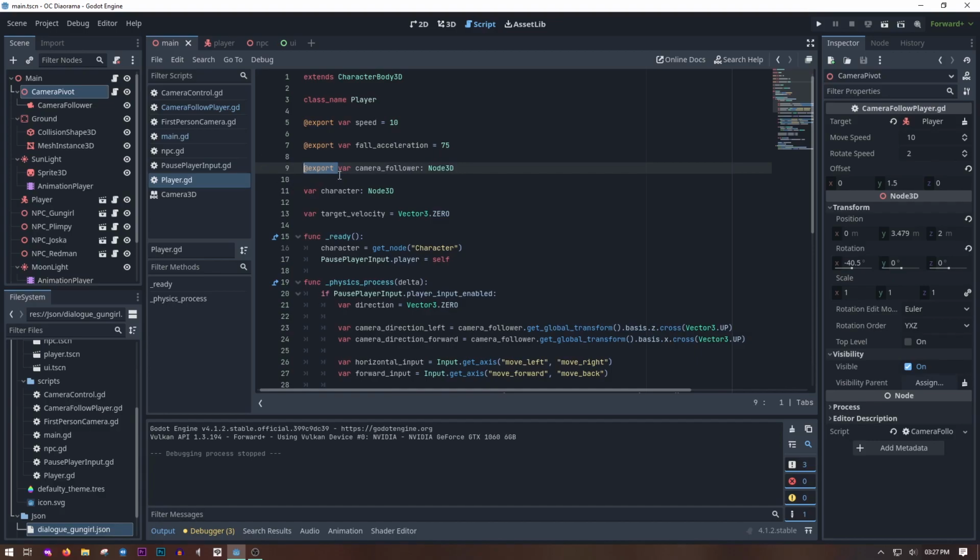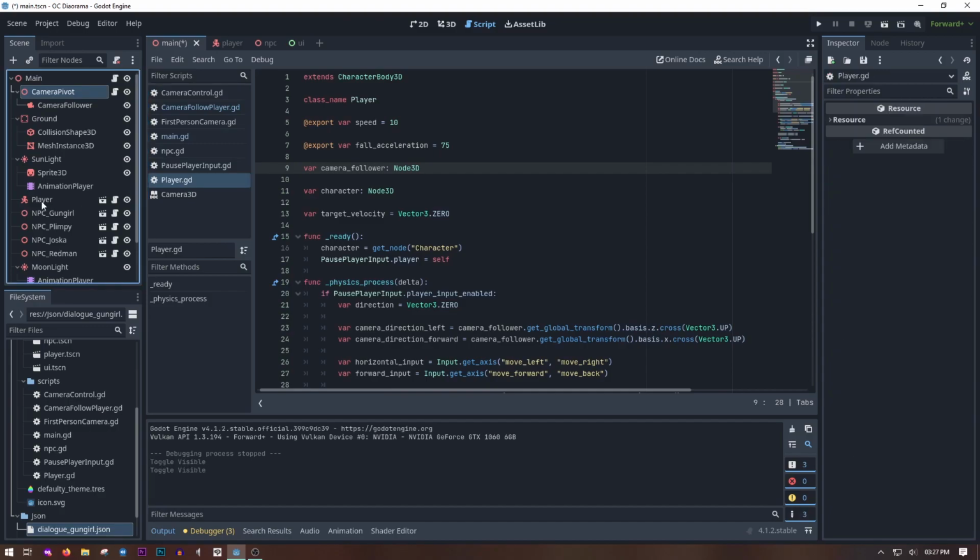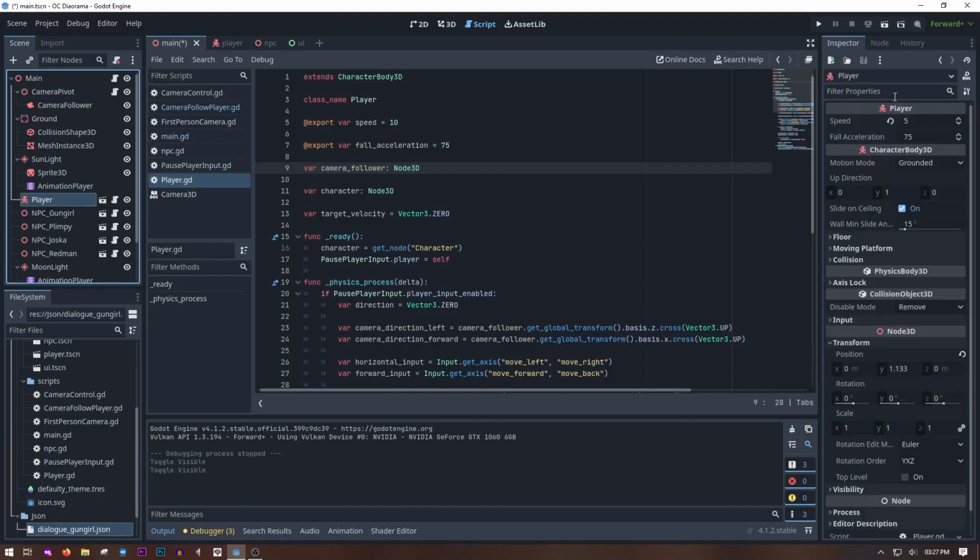We don't need to export it, at least. We can do that because it's a node 3D. I think we don't need to. I mean, exporting it and unexporting it just make it so that you can't see it in this inspector area. But yeah, the player script is to do with the player. And so it's exporting the speed and the full acceleration, which I can change there.